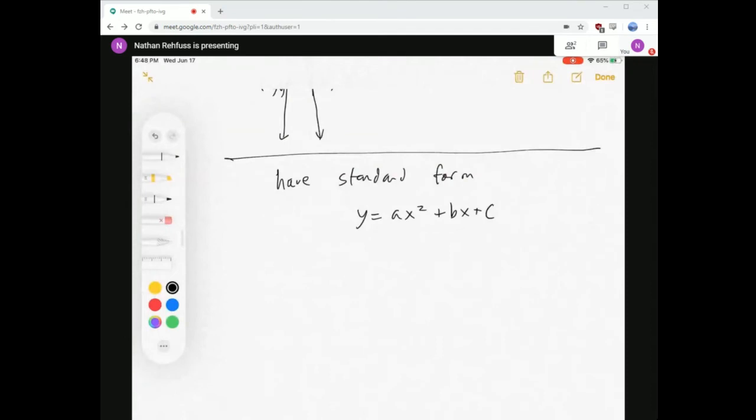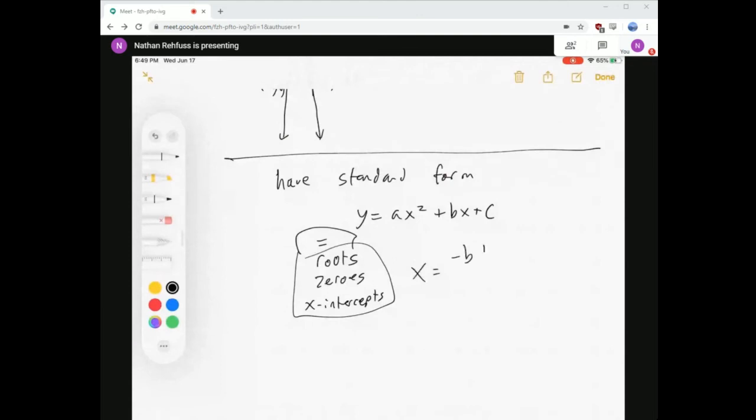I know where the roots are. The roots, the zeros, the x-intercepts. These three mean the same thing. I know where they are. I can use the quadratic formula. I know that the roots happen when y equals 0, when x equals -b plus or minus the square root of b squared minus 4ac all over 2a.